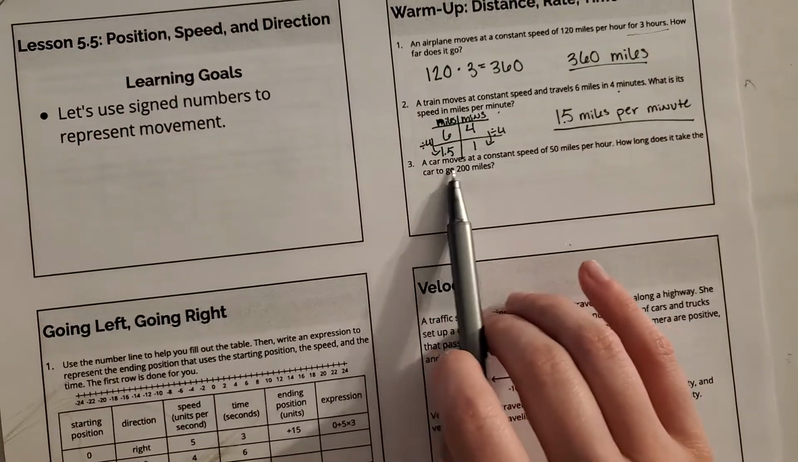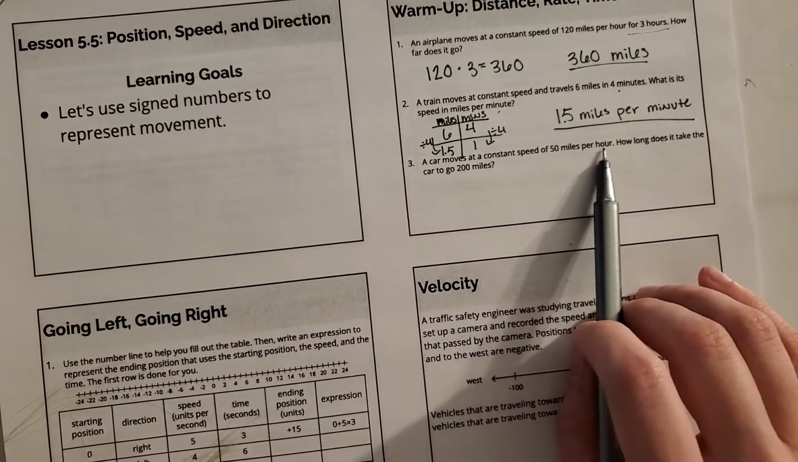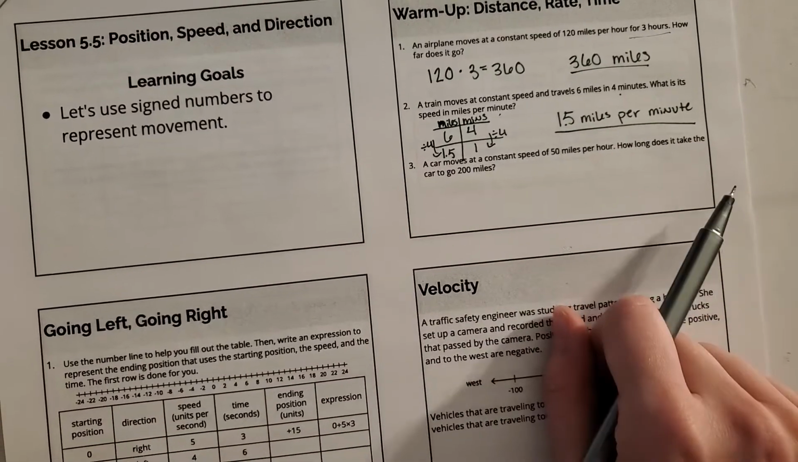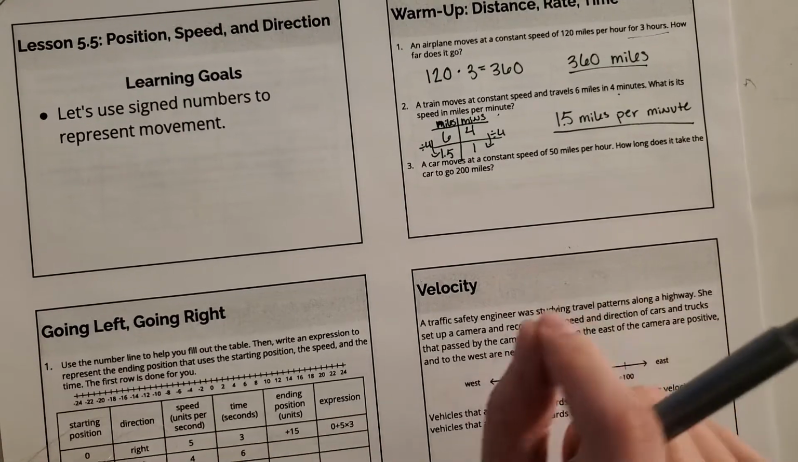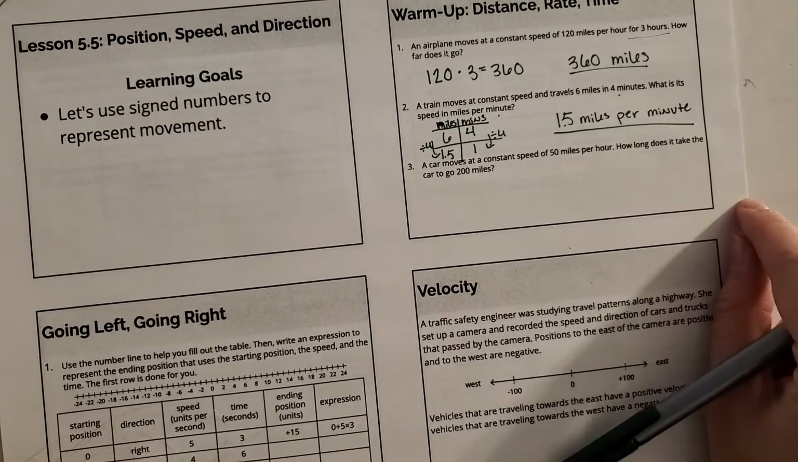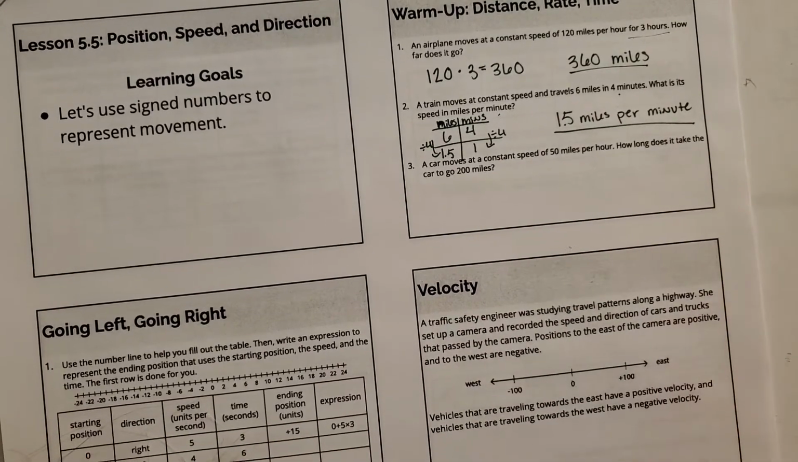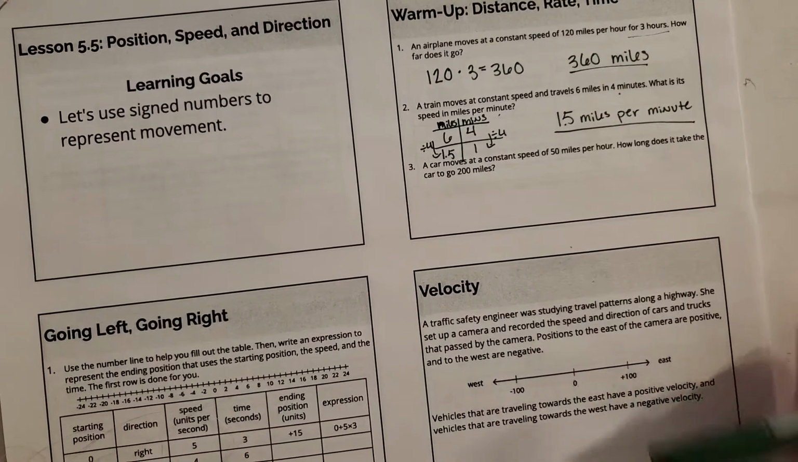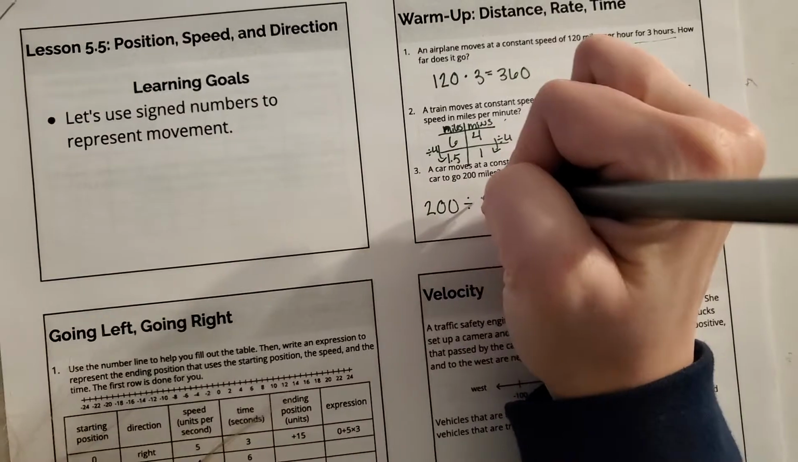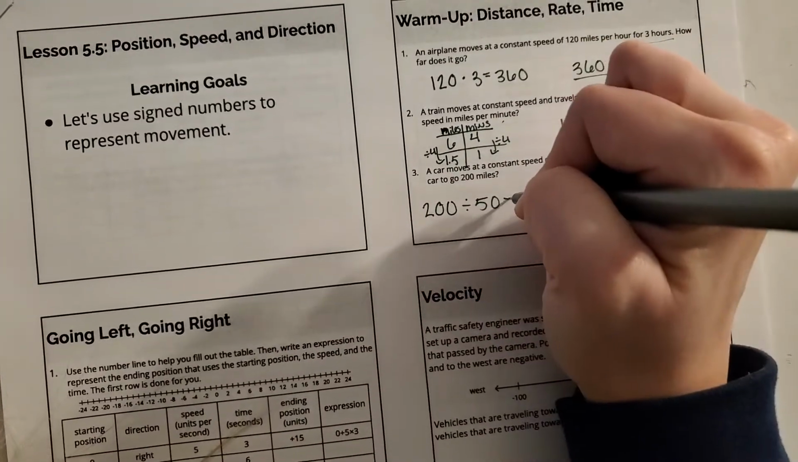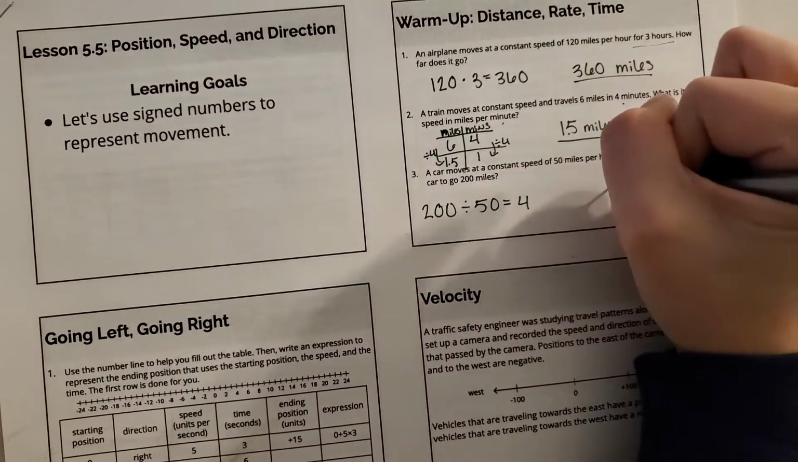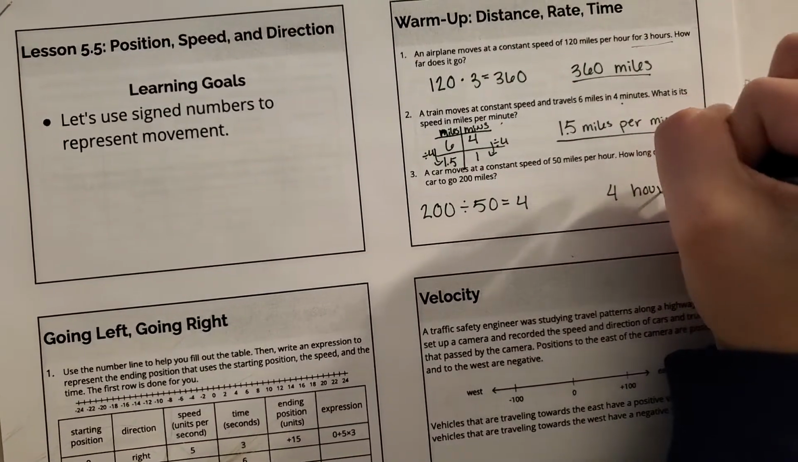Last problem. A car moves at a constant speed of 50 miles per hour. How long does it take the car to go 200 miles? So the first hour, it would have traveled 50 miles. Second hour, 50 miles. Third hour, 50 miles. So how long would it take to go 200 miles? Well, I would take 200 divided by 50 to figure out how many hours it would take. And that would be 4. So it took 4 hours.